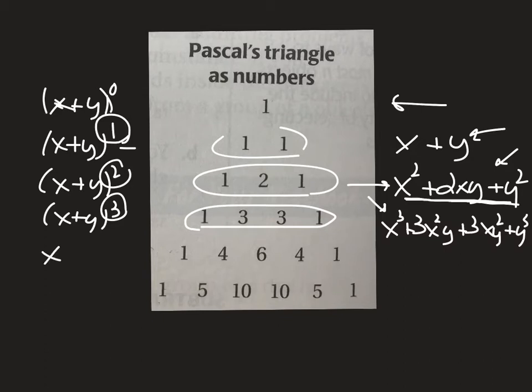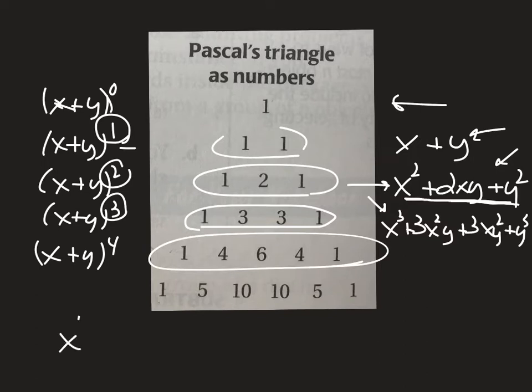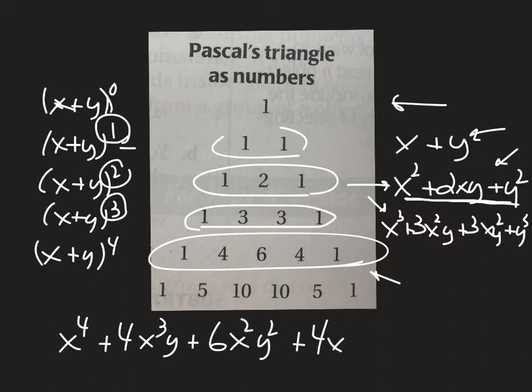Okay, let's look at one more here. x plus y to the 4th power. Okay, I'm looking at this line. I'm going to say 1 x to the 4th. 4 is my next coefficient. These numbers all represent coefficients. The x's are going down. The y starts coming up. The next one's 6. The x goes down. The y comes up. 4, the x goes down, the y comes up, and then y to the 4th. And there's 5 terms there.